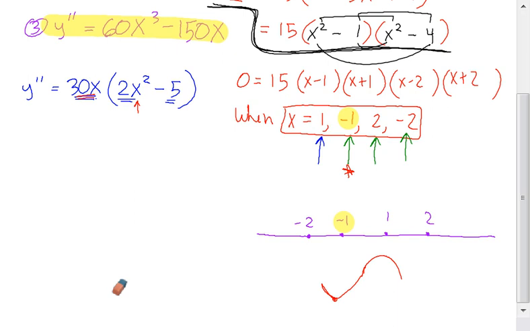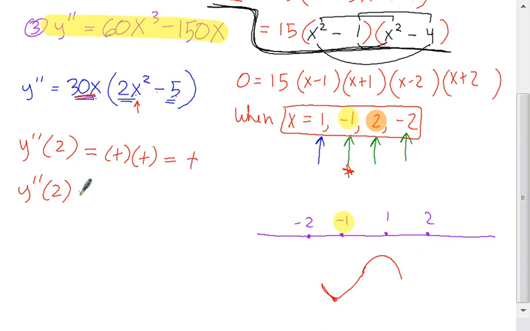Fun times. Okay, so next we are on this critical number right here, which is 2. And I want to throw that number into the second derivative formula. 30 times 2 gives a positive answer. 2 squared is 4, times 2 is 8, take away 5 is positive. And so the product is positive. So y prime of 2 is 0, which gives me a horizontal tangent. Second derivative positive, concave up.